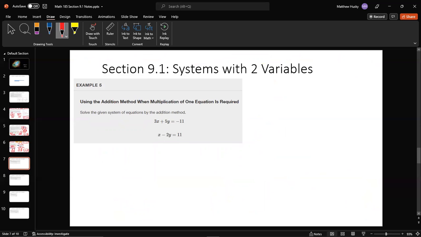So here we have another one. They say using the addition method when multiplication is required. So we've kind of seen a little bit of this already. But what's going on with this one? We've got 3x plus 5y equals -11. We've got x minus 2y equals 11. In some cases, you can get away with only multiplying once. A lot of problems, you have to multiply both equations. But here, you can eliminate x.